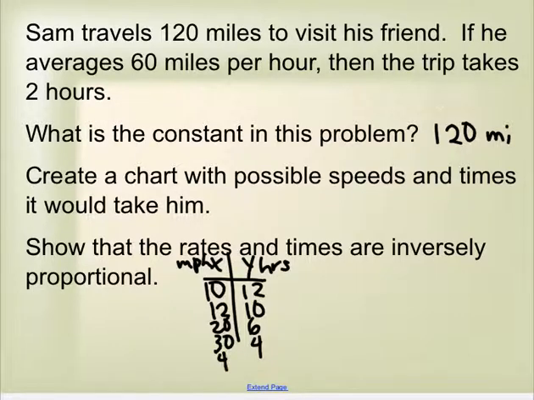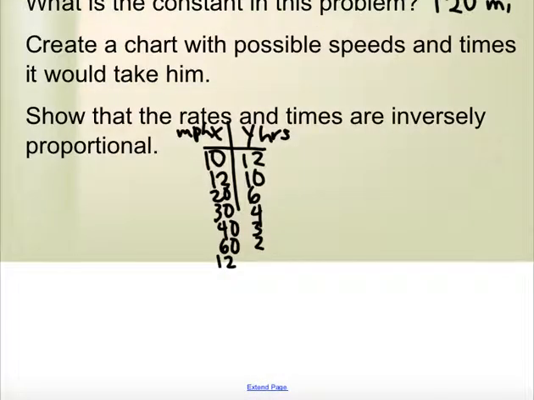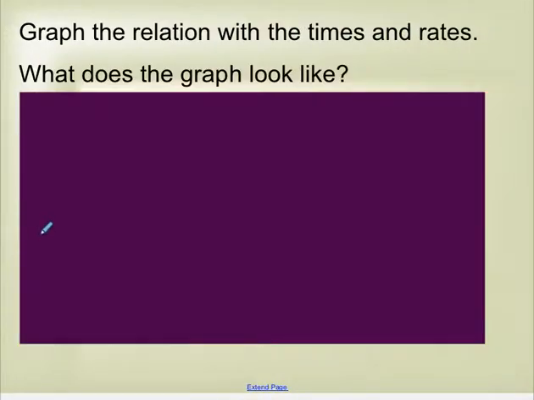hours. 40 miles per hour is going to take 3 hours. 60 miles per hour is going to take 2 hours. And let's say he's going a whopping 120 miles per hour. That means that it's going to take him 1 hour. So we can see how as we increase the miles per hour, the hours it takes him decreases. And so we can see, yes, these are inversely proportional because all of those products from x to y all equal 120, because that is our constant. We have a constant 120 miles to drive.